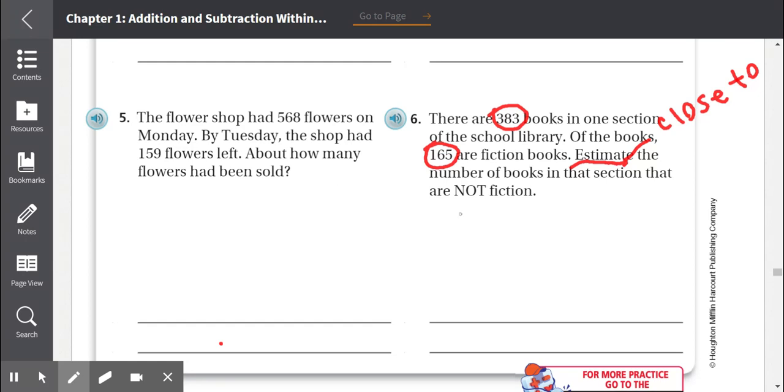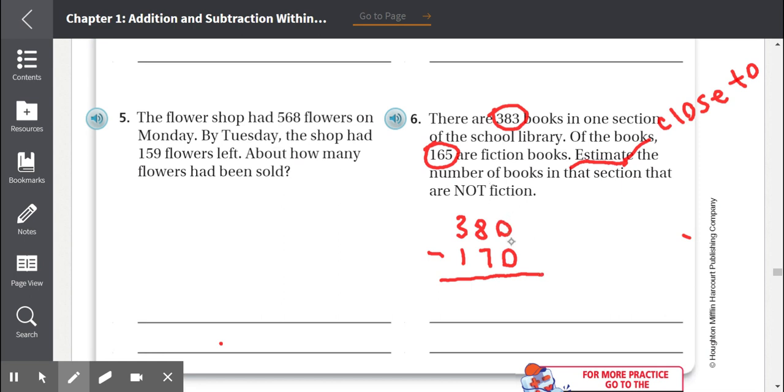So if we had a total of 383, let's round these numbers to the nearest tens. 383 is between 380 and 390, but it is closer to 380. And 165 is between 160 and 170. It's exactly in the middle of 160 and 170. And whenever it's exactly in the middle, we round up to the bigger number. So it'll round up to 170.